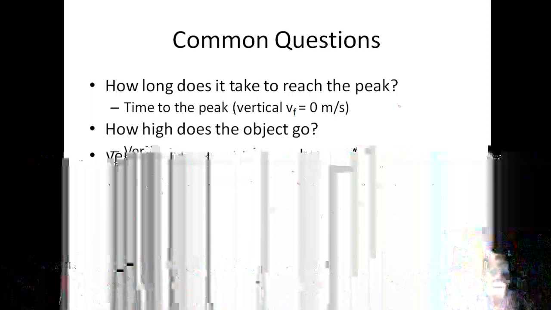How long is it in the air? This is the time to return to the original height or the ground. And remember, the vertical final velocity at that point will be equal to the negative of the initial velocity. How far does the object go, or what is the object's range? That is the horizontal displacement when it returns to the ground. These two at the end are for the total of the projectile. These two are for the peak. Remember, the time for the total trip will be twice the time to the peak.